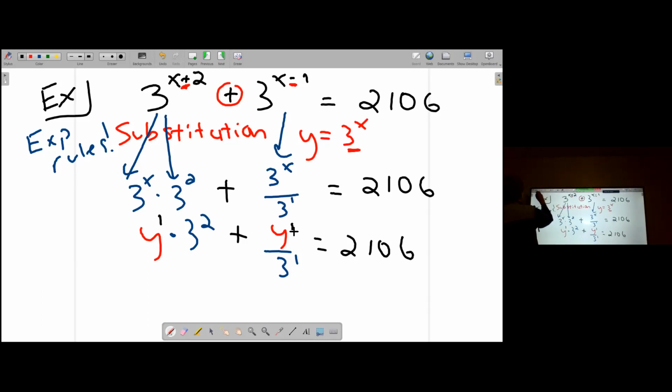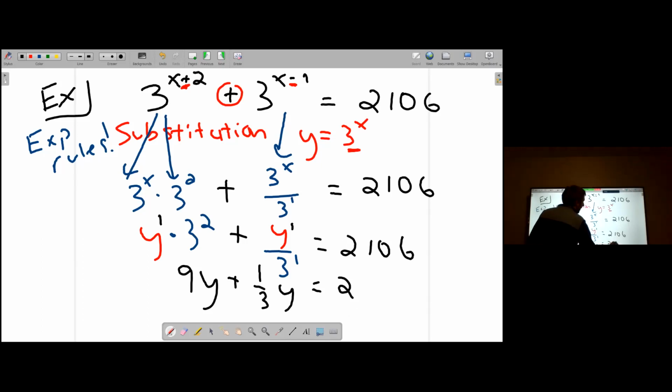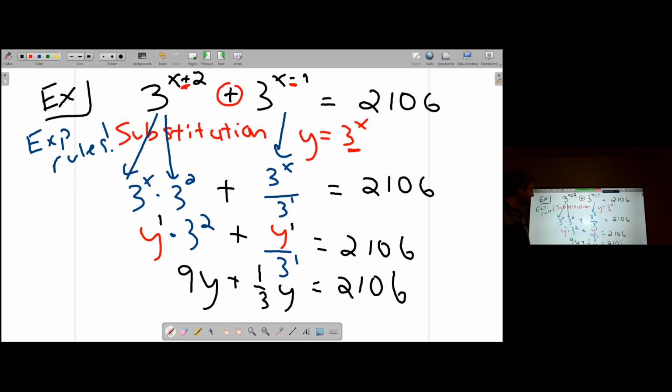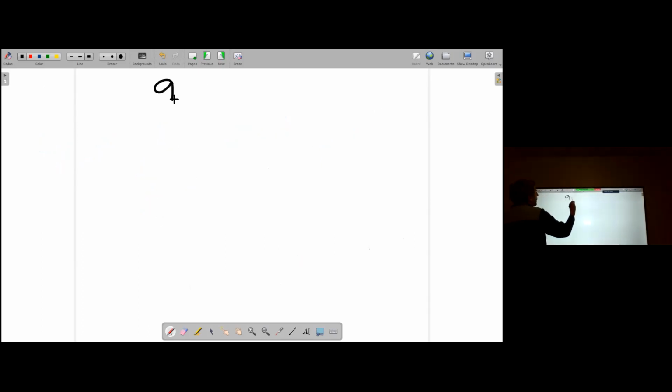Let me take it one more step, and I might take it to a new slide. So 3 squared is just 9. So this is just 9y, right? And 3 to the 1 is just 3. So let me bring that out as a 1/3 y. And now you might even recognize it more as a linear equation. I'm gonna have to go to a new slide here, but let me rewrite what we had. So we have 9y plus 1/3 y.